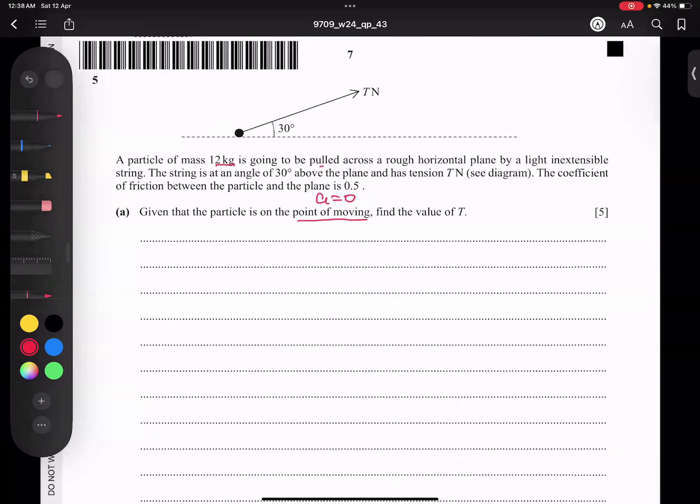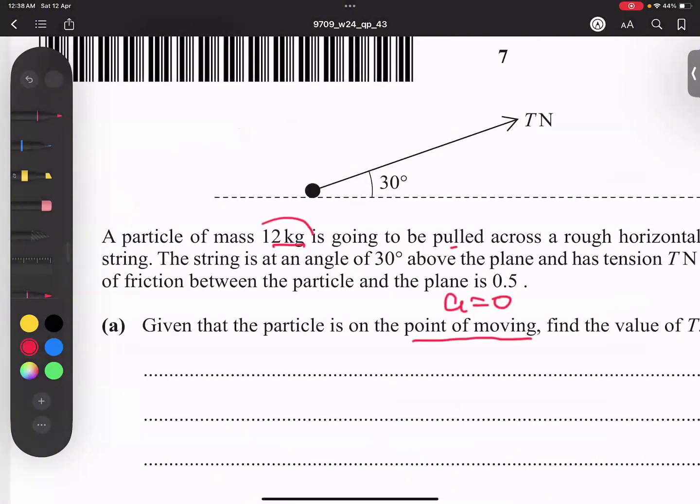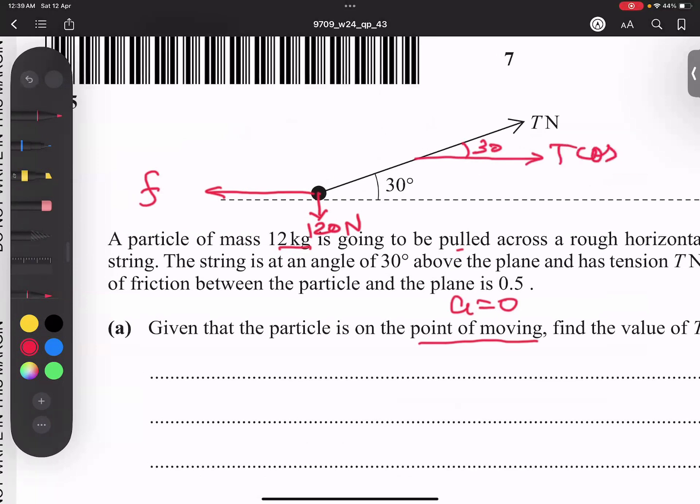How to do this kind of question? First of all, mass is 12 kilograms, so this is into 10, so 120 newtons. And friction will act backwards, very clear. The tension has 2 components. One acts to the right, parallel to the x-axis, so this would be T cos 30. And this would naturally be T sine 30.